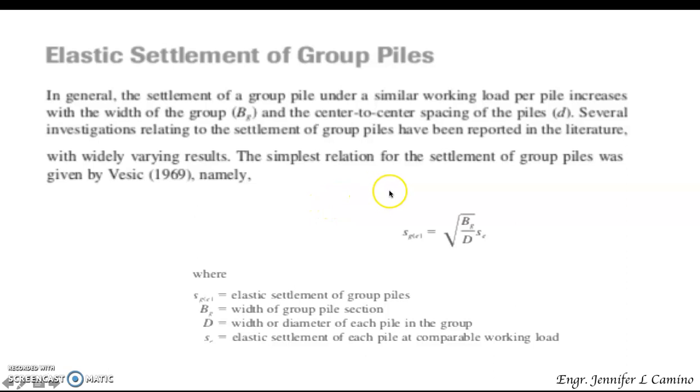So the simplest relation of the settlement of group pile was given by Vesic. The elastic settlement of group pile is equal to the square root of the width of the group pile section over the width or diameter of each pile in the group, times the elastic settlement of each pile at comparable working load.